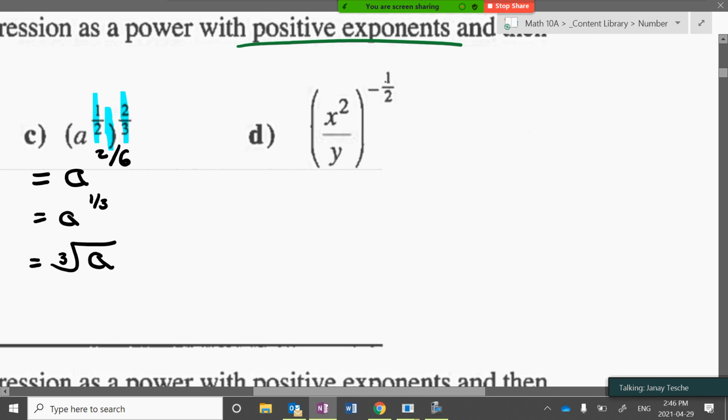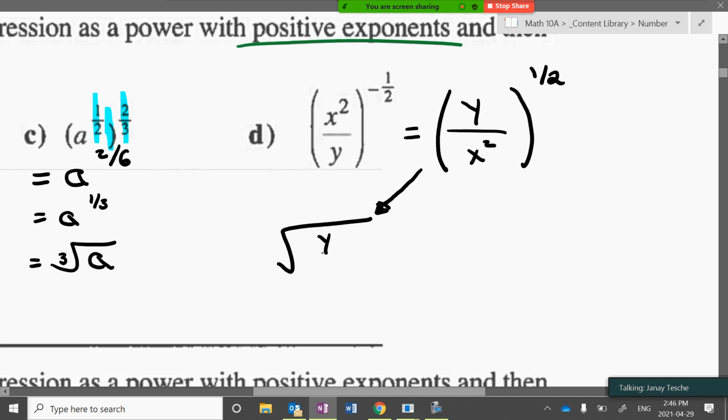On D, to make it a positive exponent initially, I'm just going to reciprocate the inside. So I'm going to change this to be y over x squared, all to the power of 1/2. A question like this, you can answer a couple different ways, and this is kind of what Claire was getting at. So from here, you could say this is then the square root of y over x squared.